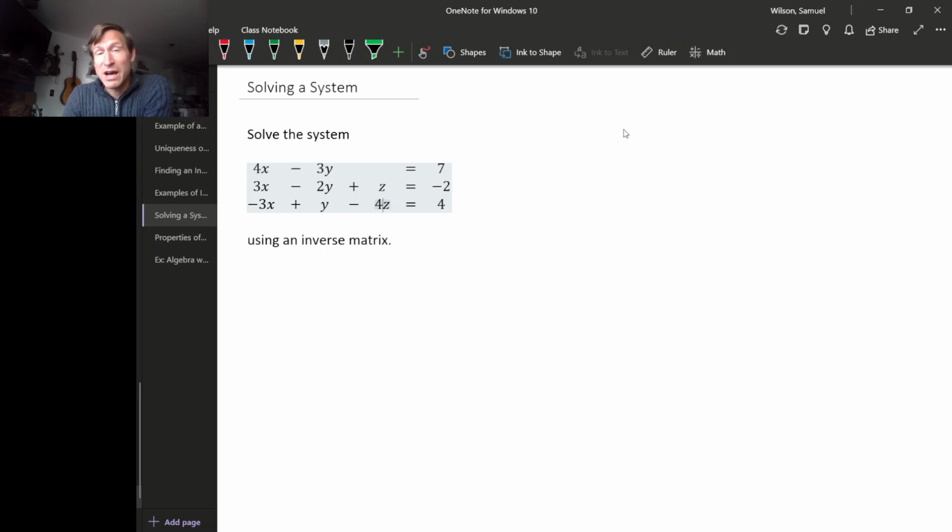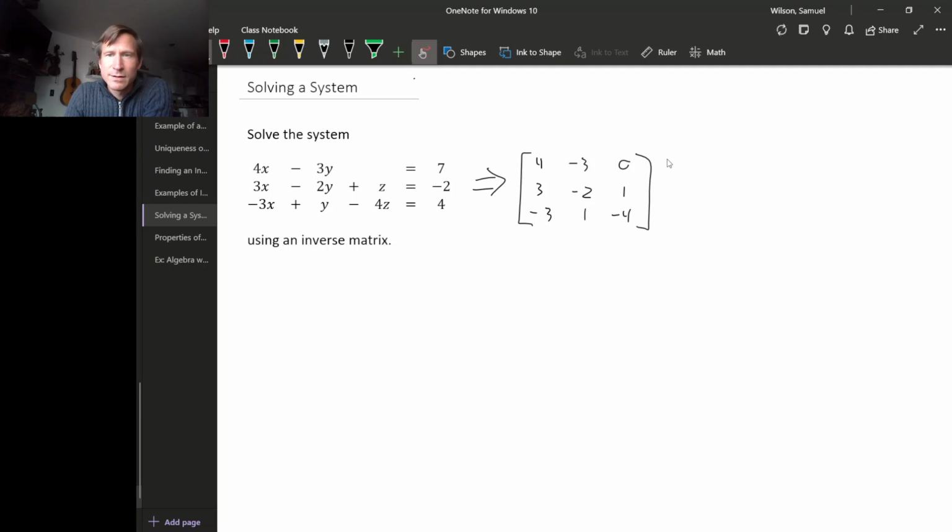Let's look at an example of how we can actually use a matrix inverse. Suppose we wanted to solve this system of equations. Well, this is written out equation by equation, but remember, we can reinterpret this as a matrix equation. So this is the matrix [4, -3, 0; 3, -2, 1; -3, 1, -4] times the vector of variables x, y, z equals the vector 7, -2, 4.